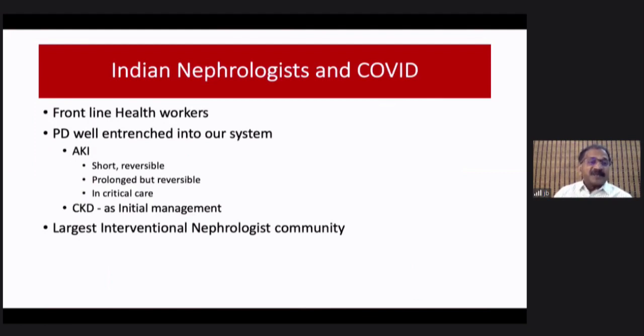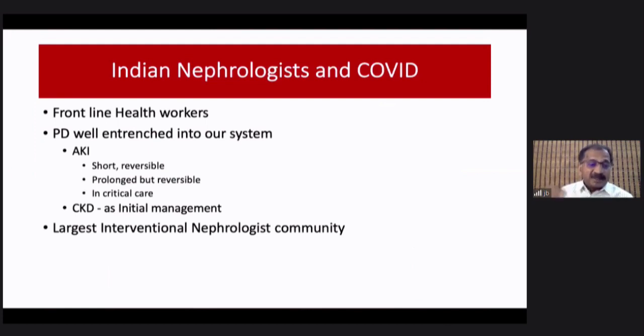And nephrologists as such, we have always been frontline health workers for critically ill patients. And PD is well entrenched into our system. We have been using PD for AKI for shorter duration, like diarrhea-induced AKI and things like that, very successfully using stiff catheters. And for prolonged AKIs, like in HUS and similar situations, we were using permanent catheters, CAPD catheters. And in critical care, there has been experience of our people comparing CRRT and CAPD in critical care.